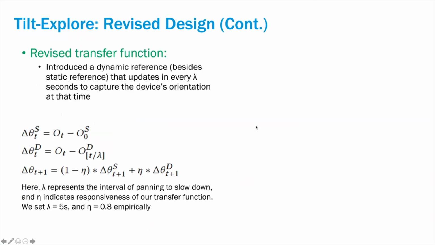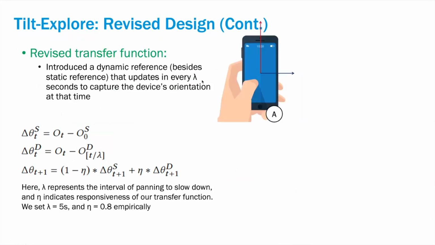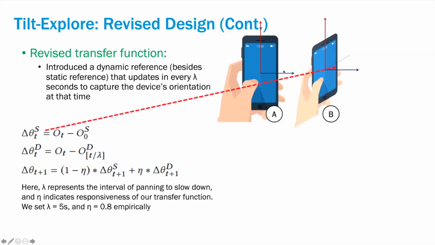Finally, we revised our transfer function to incorporate waves of tilt motion. To that end, we introduced a notion of dynamic reference that updates every lambda seconds to capture the orientation of the device at that time. Pictorially, this is how it goes. This is our static reference, the blue line. At time t, delta theta s is the tilt angle with respect to our static reference.